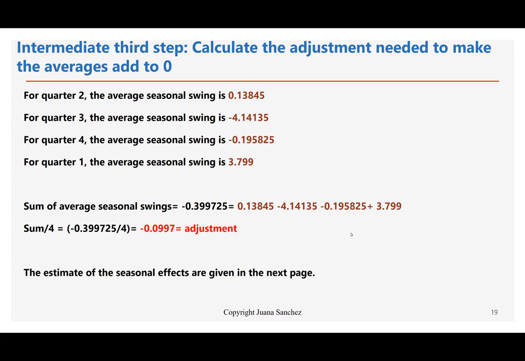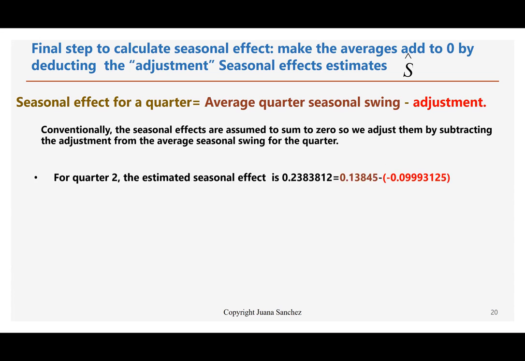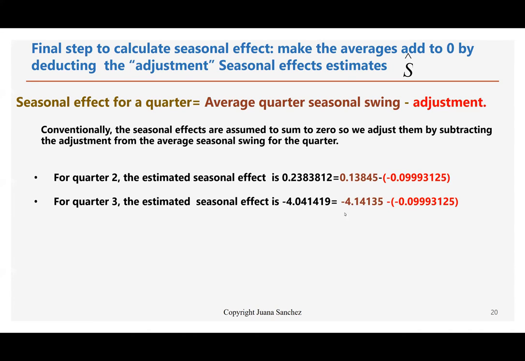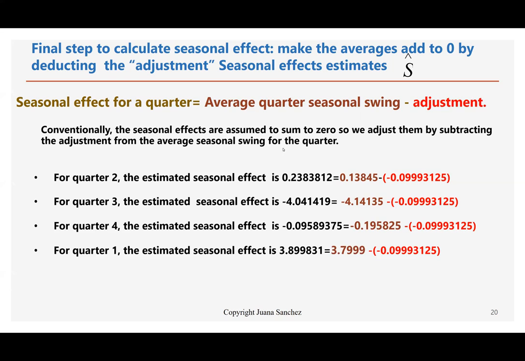Now this number is going to be subtracted from the average quarter seasonal swing that we calculated, to calculate the seasonal effect for that quarter. So for quarter 2, the estimated seasonal effect is 0.2383, which is the average seasonal swing minus the adjustment. Same for other quarters: the average seasonal swing minus the adjustment. And those are our seasonal effects. Notice that now every quarter 2 is going to have this seasonal effect, and every quarter 3 is going to have its seasonal effect, an estimate of the seasonal swing.